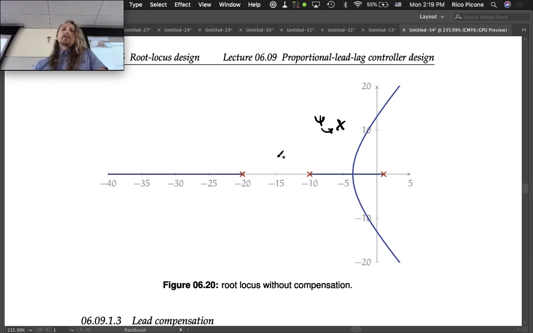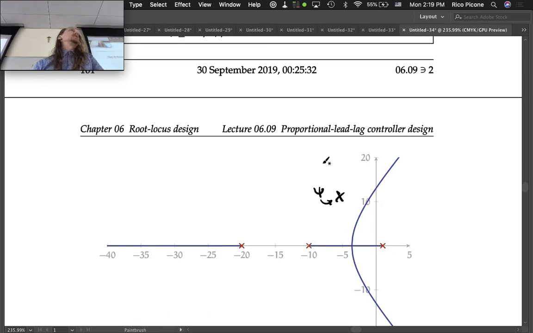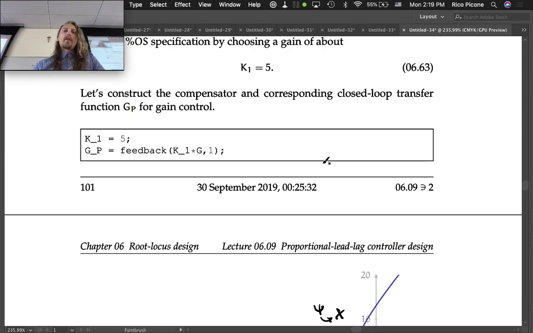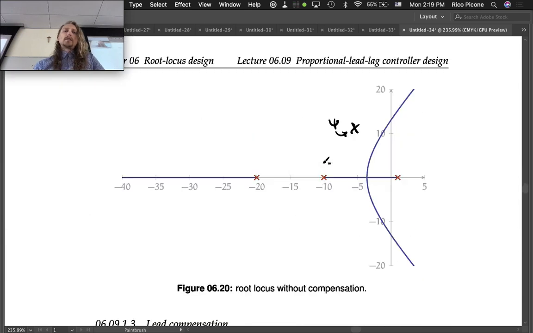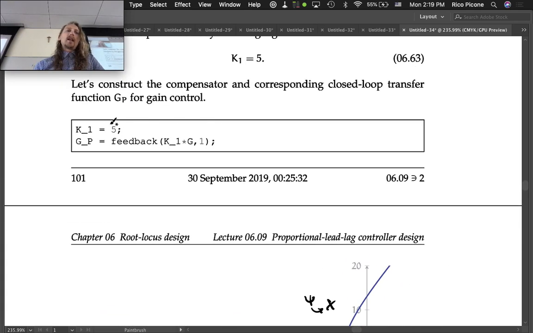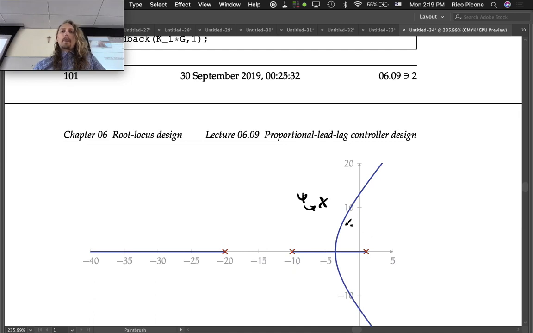So we're going to use lead and lag here. But if we do choose a gain of 5, we at least match the required percent overshoot approximately, which is somewhere around there. This was like K1 equals 5. So we're definitely not there, but at least we'll start with a P control that's as close as we can get.